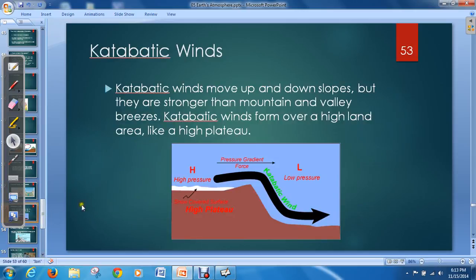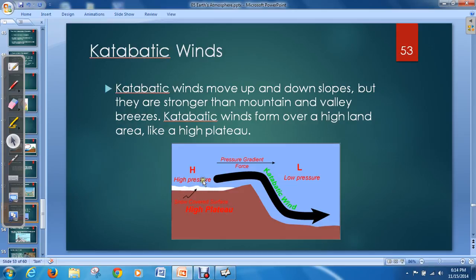Then the next type of wind, we're getting a little bit more specific. Okay. The land and sea and mountain and valley breezes are very general ideas. These ones are a little bit more specific. Okay. So a katabatic wind, it moves up and down slopes. Okay, but they're stronger than mountain and valley breezes, and they usually form over plateaus. Okay, so here's a plateau. Okay, very cool plateau. Let's say it's snow covered.